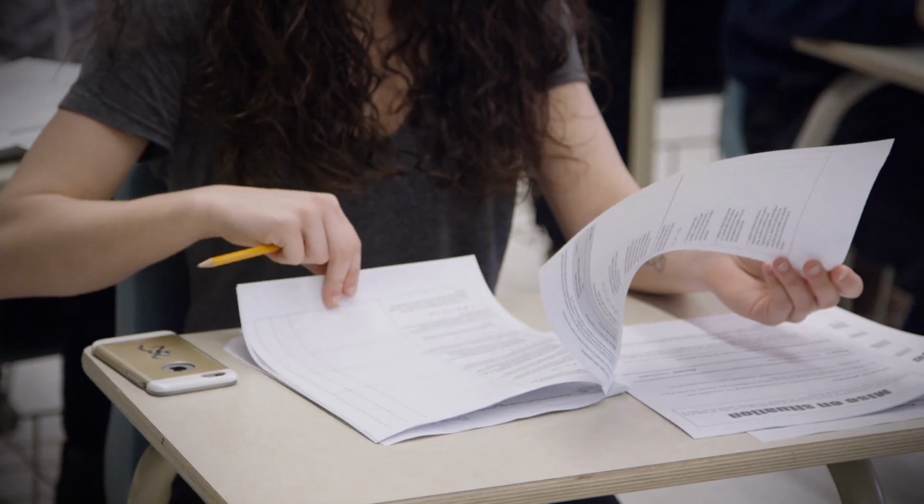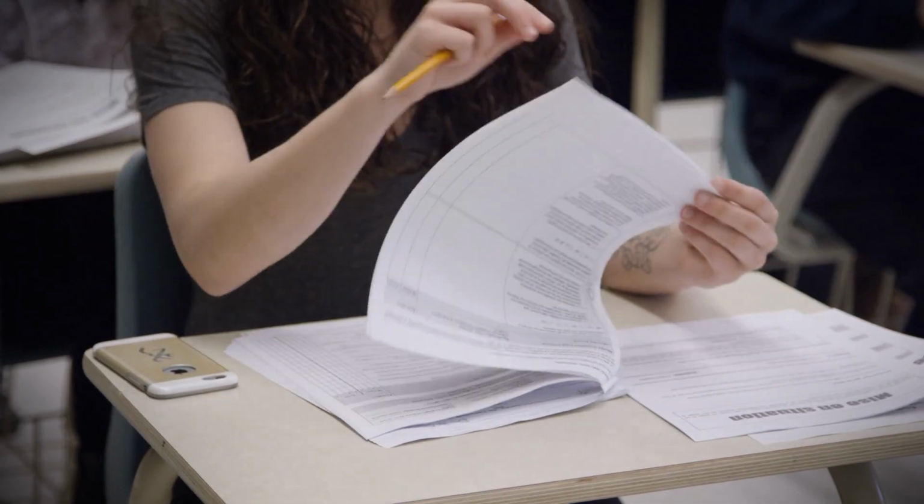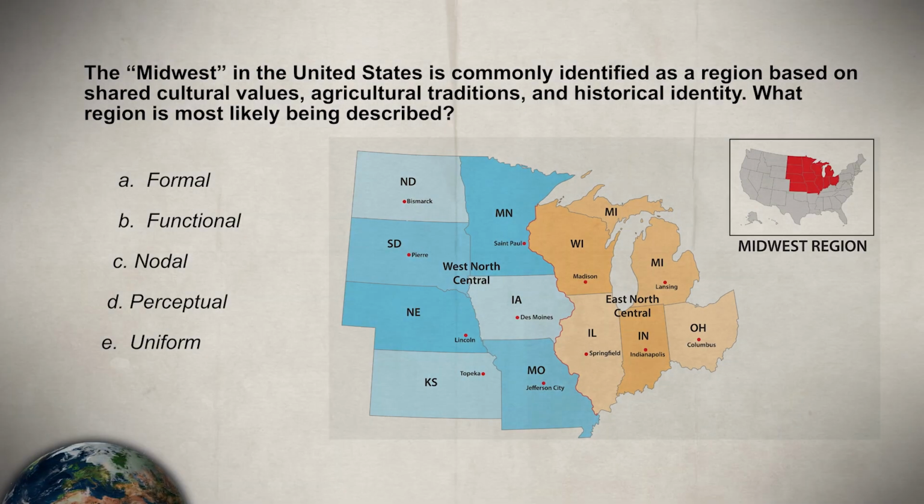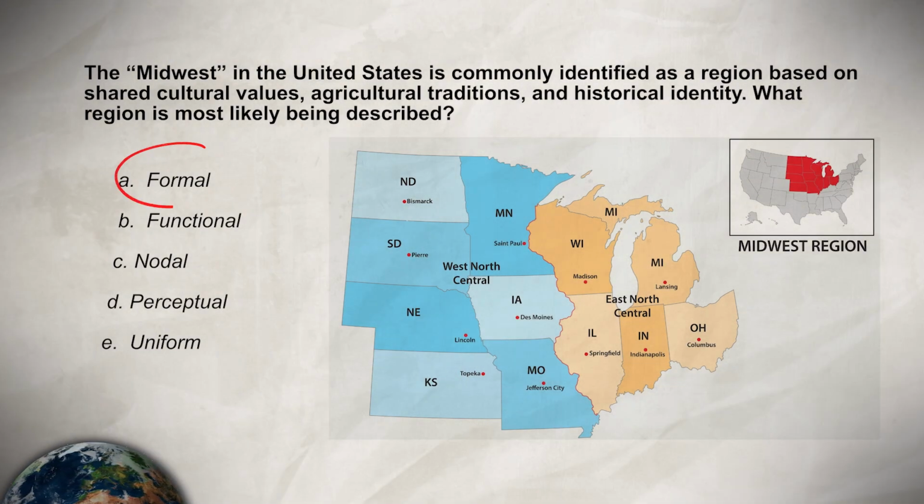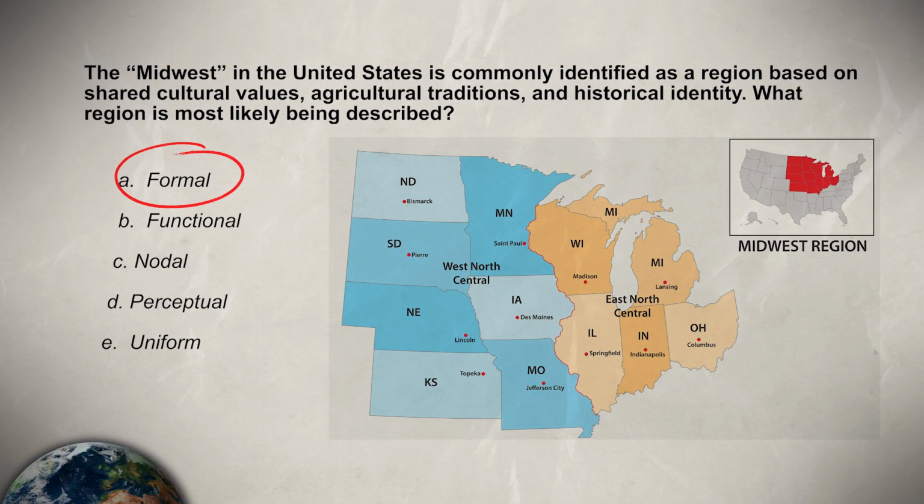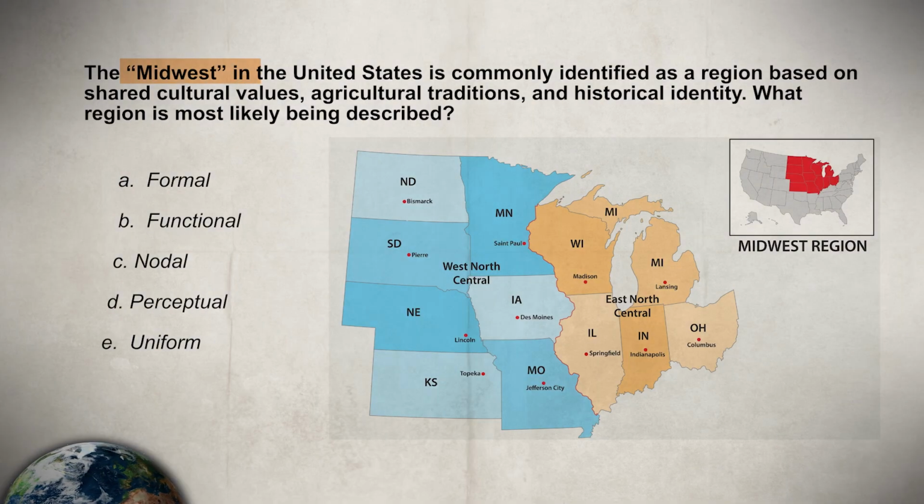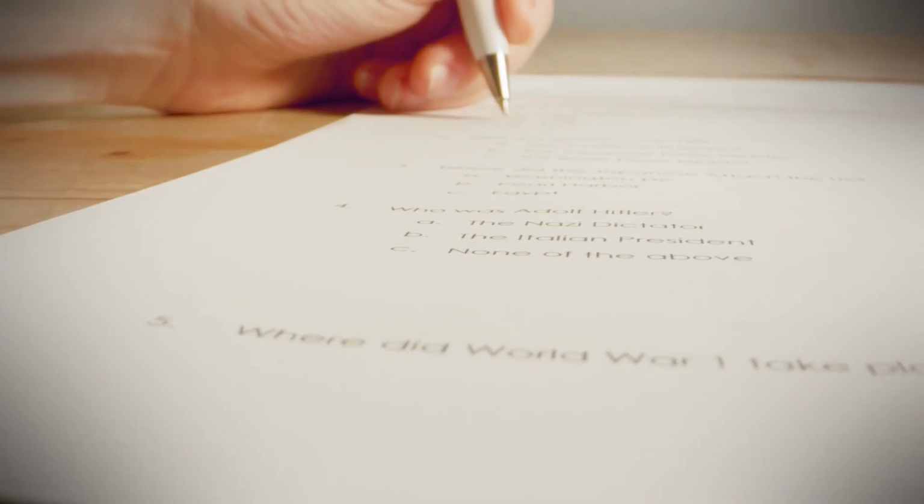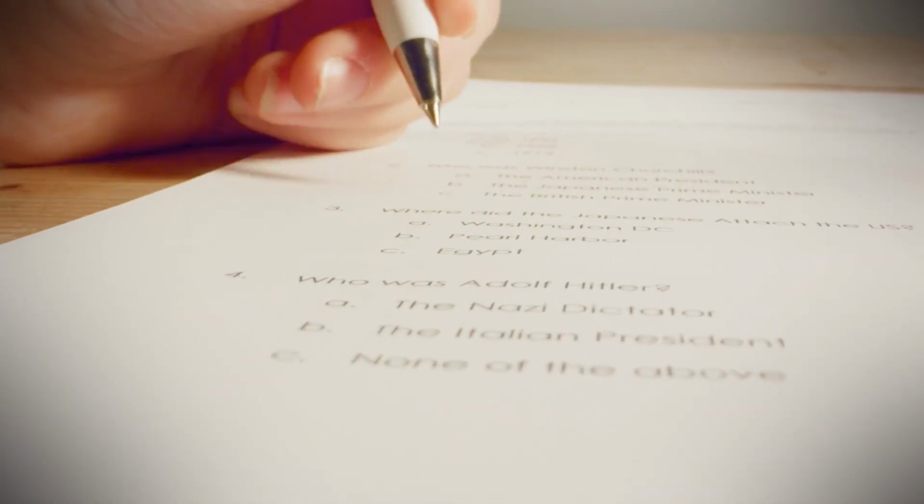Now, in the past, I have had students in my class read a question like this too fast. They see that they need to identify a region and they see a map of the United States, so they put down formal for the answer. But notice that this question is asking about the Midwest in the United States, which would make it a perceptual region. Again, you always need to make sure that you read questions carefully.